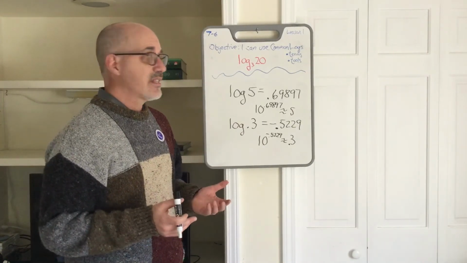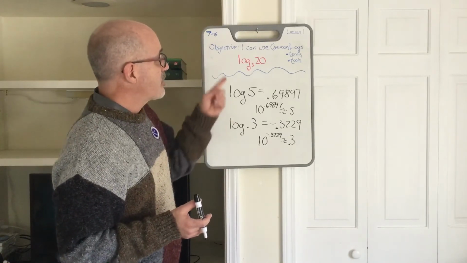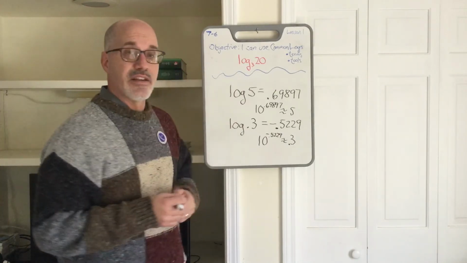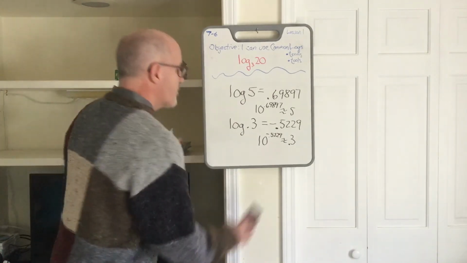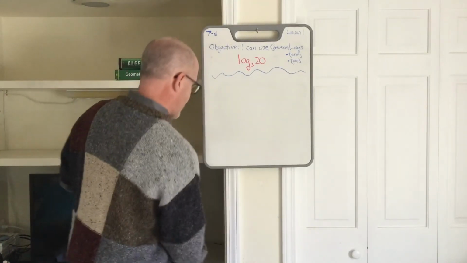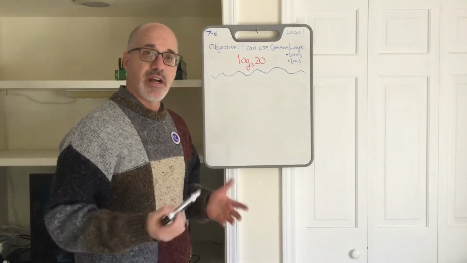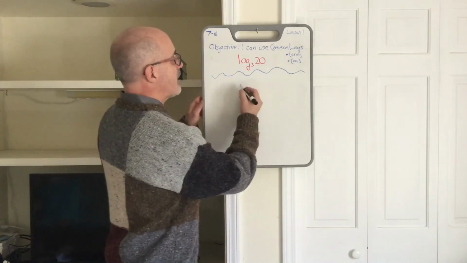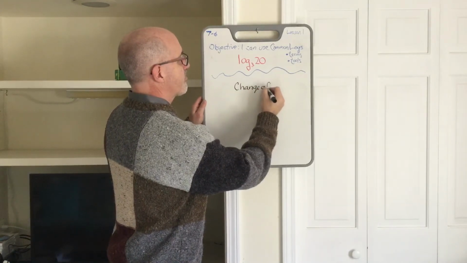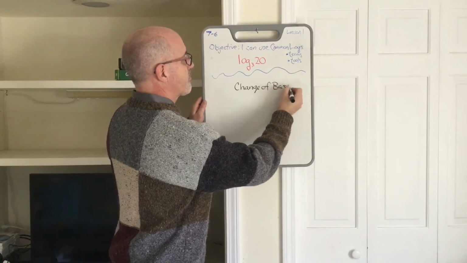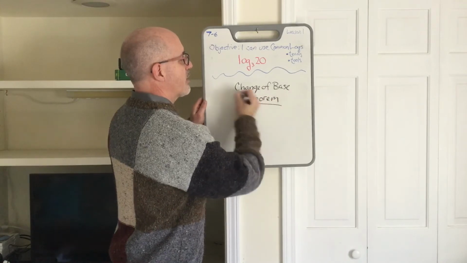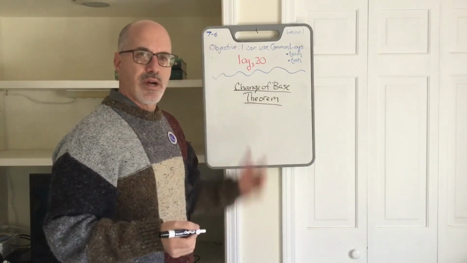Well, the next question is, how do we use that information to help us get one like this, log base 3 of 20, because that still has a different base on it. So we need one more tool. We need a formula, basically a technique that will help us figure out how to do this, and it's called the change of base theorem. This is the critical tool that will help us do problems like this.